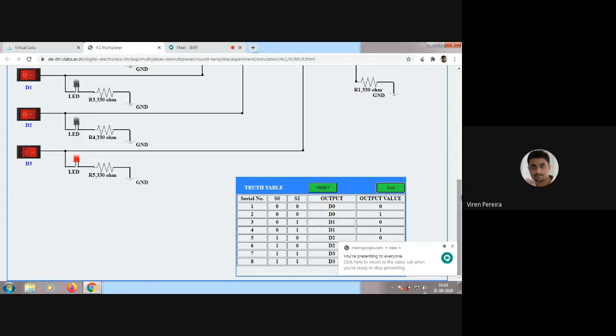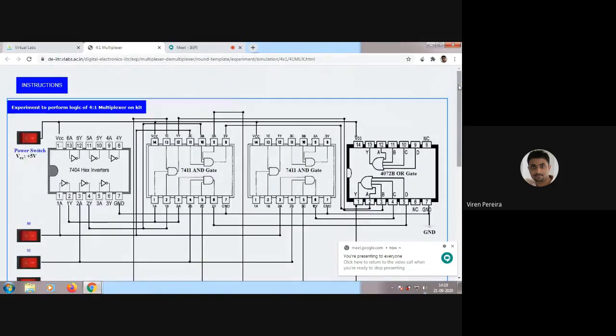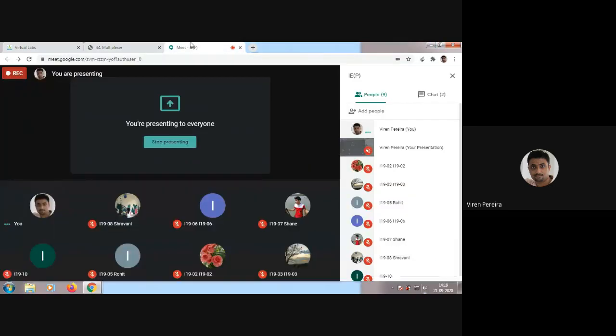What is the use of it? With just two input signals, you can manipulate the whole thing. So it is basically used when you have fewer pins on the microcontroller. You can use a multiplexer and get the job done. All right. Coming back to the next.